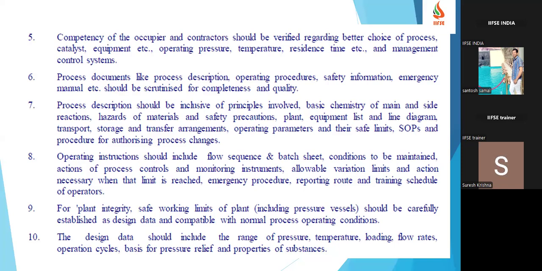Then process description should be inclusive of principles involved like basic chemistry of main and side reactions, hazards of the materials, and also safety precautions, plant equipment list, line diagram, transport, storage, and transfer arrangements, and operating parameters and their safe limits, SOPs, and the procedure for authorizing process changes.